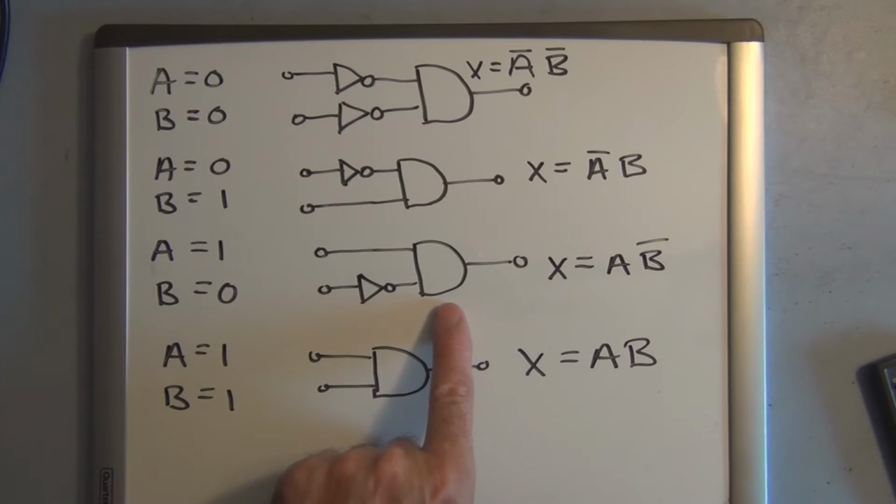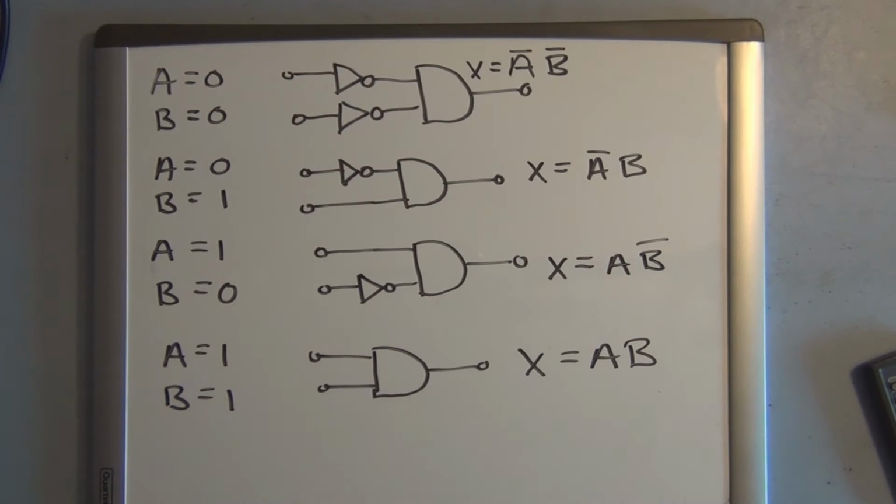So we invert it before it gets to the AND gate. And this same technique can be applied to AND gates with more than two inputs. Now, what if the logic circuit needs to produce a high output for two different cases?